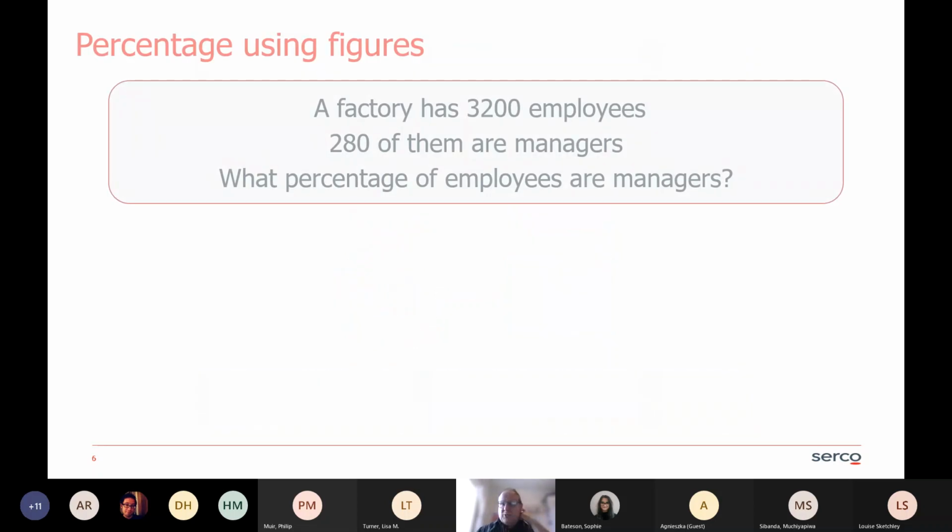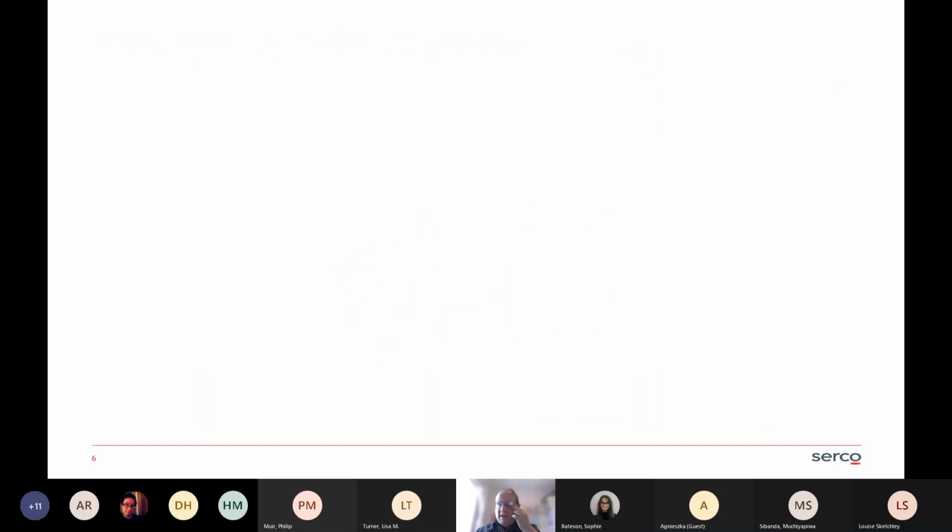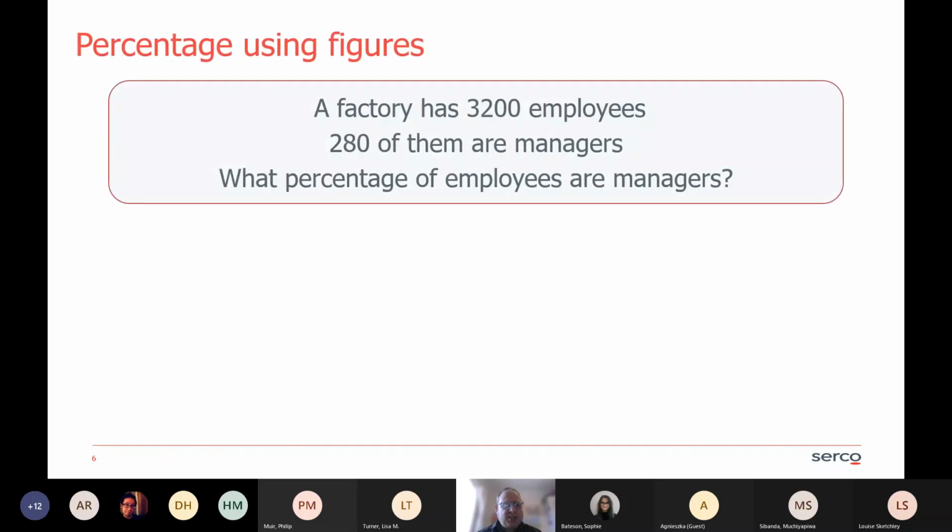But I do want to highlight, first of all, what we mean. With percentages, and it's the same with a number of things in maths, particularly things like fractions and definitely percentages, there are lots of questions that are very similar, but you do slightly different things for each one. So the standard, the normal, in inverted commas, questions on percentages might be a percentage using figures. So it tells you that a factory has 3,200 employees and 280 of them are managers. You want to know what percentage that is. So basically you need to work out what 280 is as a percentage out of 3,200.